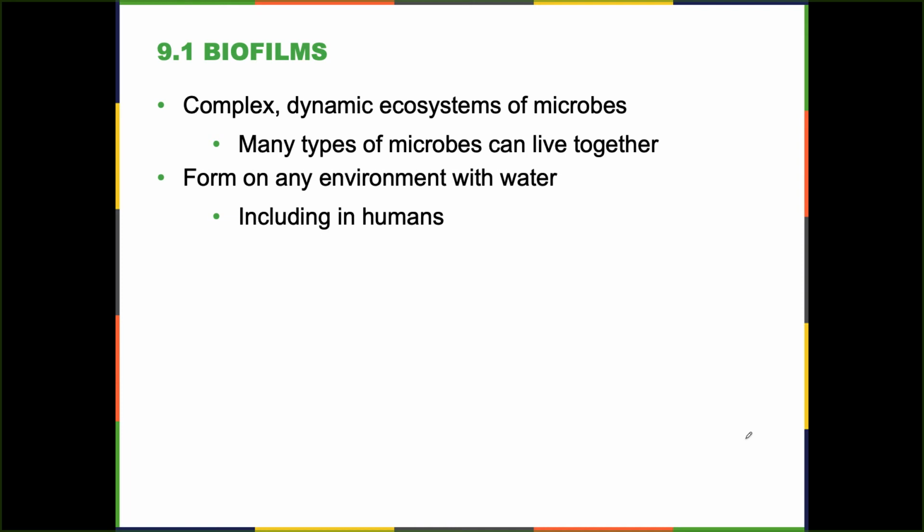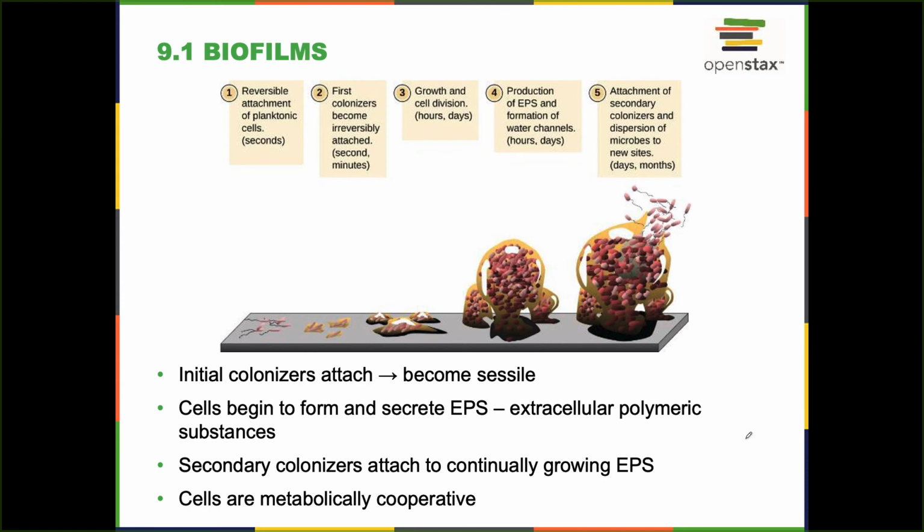Couple of things. I don't want to talk too much about biofilms, right? But they are very important, right? So biofilms are this complex ecosystem of microbes which allows many different microbes to live together, right? They can really form on any environment with some sort of moisture, including humans, right? And we all have biofilms growing on us, as we will see very soon. So biofilm formation, again, is a lot more complex than it seems here, right? We're not going to talk too much about it, right? But basically, biofilm formation always starts with that one.